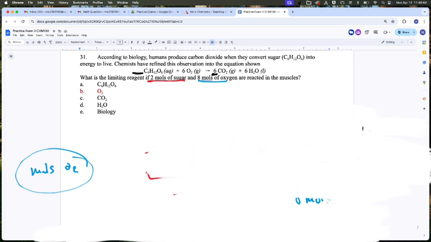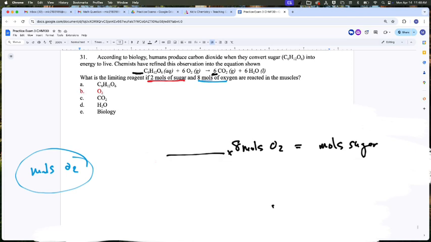And see if we get to the same conclusion. Again, what am I asking for? I want to know how many moles of sugar I need if I react 8 moles of oxygen. Set up your calculation, work through it. Is moles of oxygen the same thing as moles of sugar? Nope. So what has to happen?